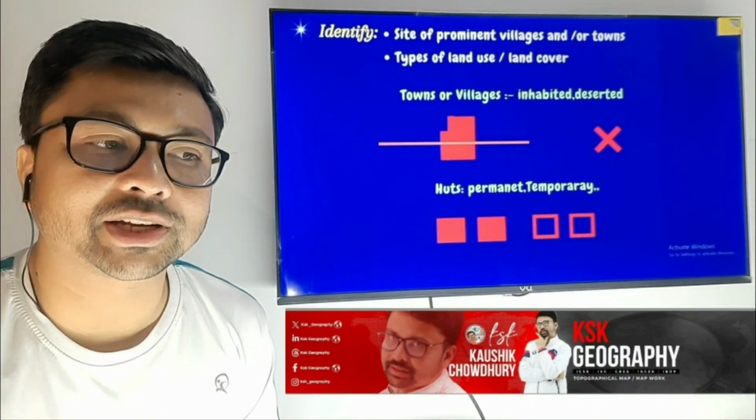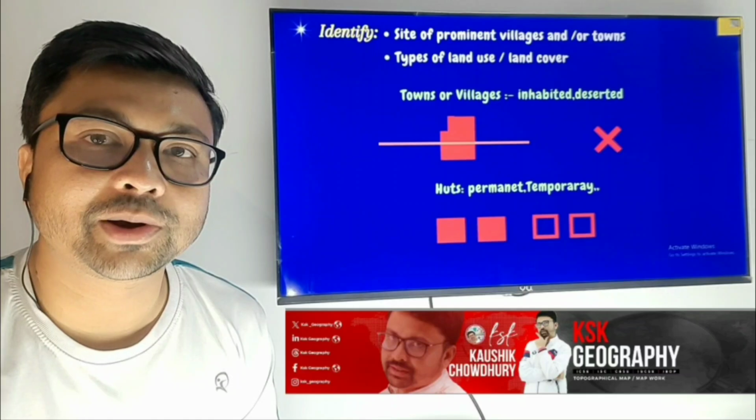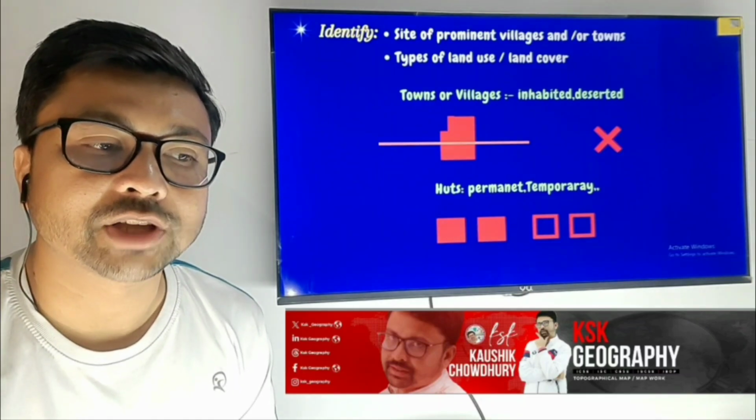Okay, now let's talk about the settlement. The settlement pattern will be represented with red color boxes.